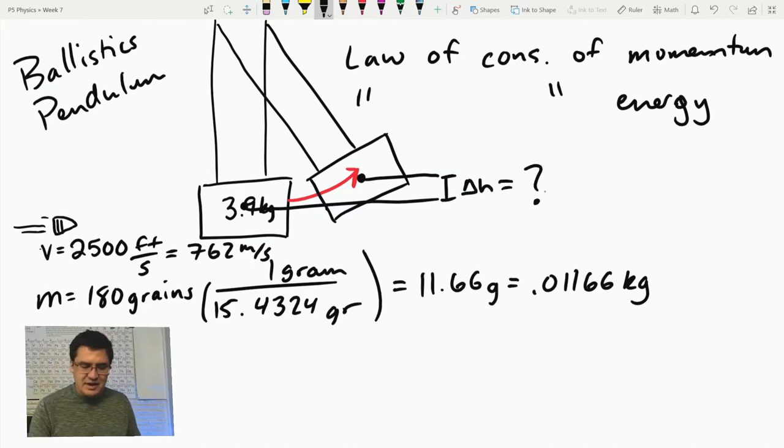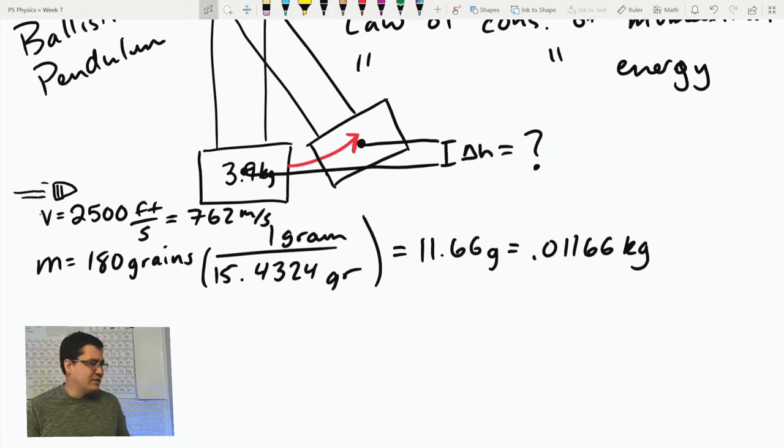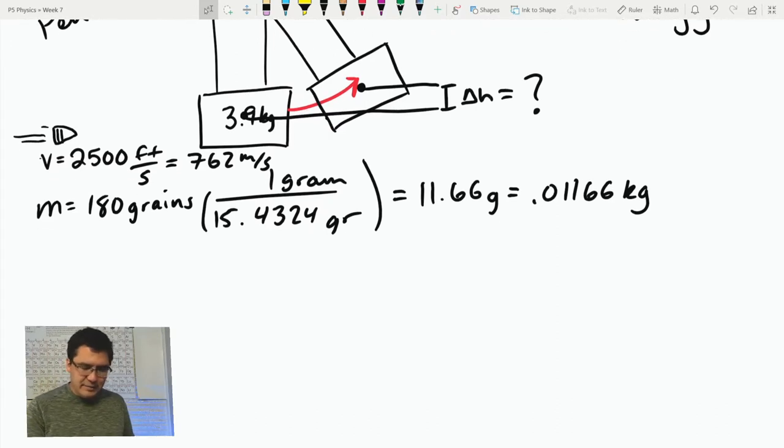So my question is, what is delta H? What is the change in height for this bullet? This is a known velocity, a typical velocity, like a mass and a velocity capable of harvesting an elk. I'm giving you the velocity here and the mass, and you guys will solve for delta H. And then later we're going to go backwards, where you measure delta H and you can back out the velocity. That's more useful. But for this one, we'll start with this and we'll start with the conservation of momentum.